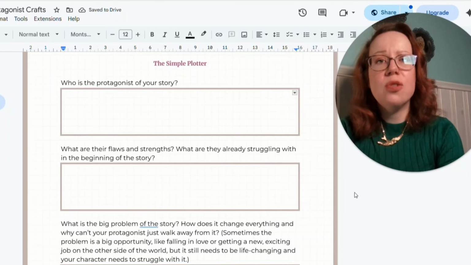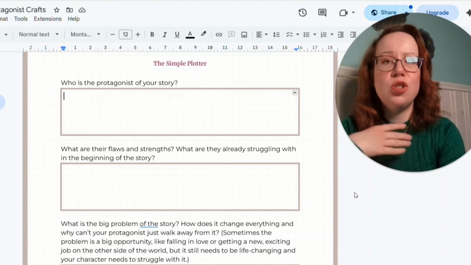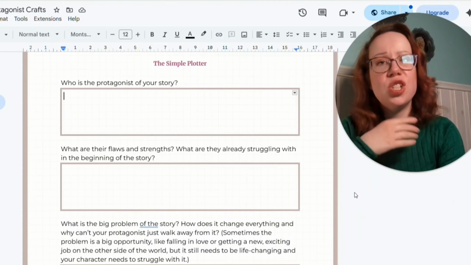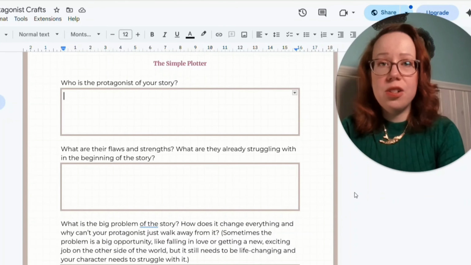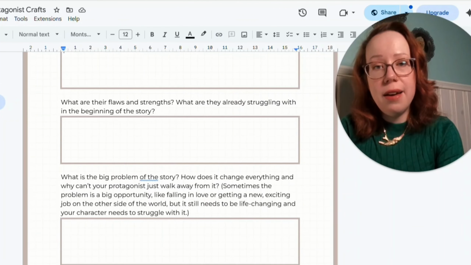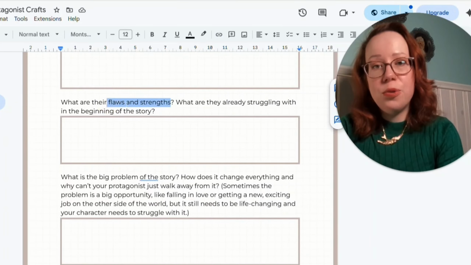Anyway, so you start from your protagonist. Who are they? Because your story is your protagonist's journey and what they're going to learn. And the plot doesn't just happen to them, but also happens through them. So therefore, it's also important that they have flaws and strengths.